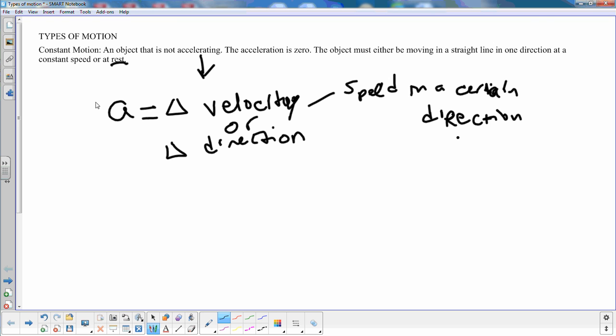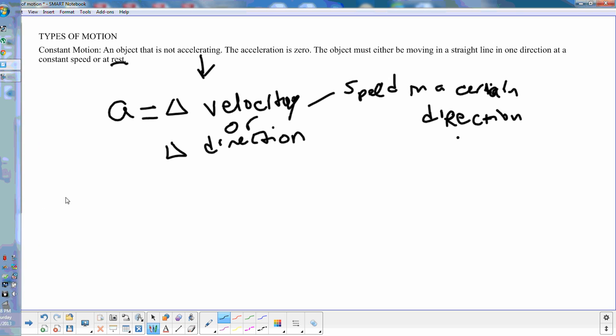So when you're accelerating, you're changing speed, or you're changing direction. All right, so velocity is speed in a certain direction. We'll get into the difference between that and regular speed in a couple of days. But for our purposes, something that's going through constant motion is not accelerating. So you can either change velocity by speeding up or slowing down, or you can be changing direction.